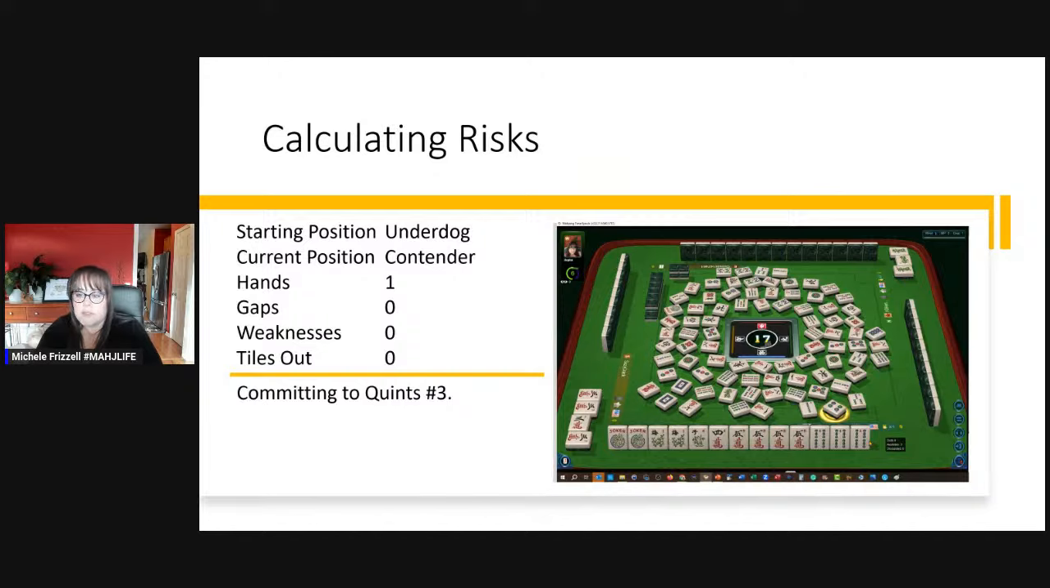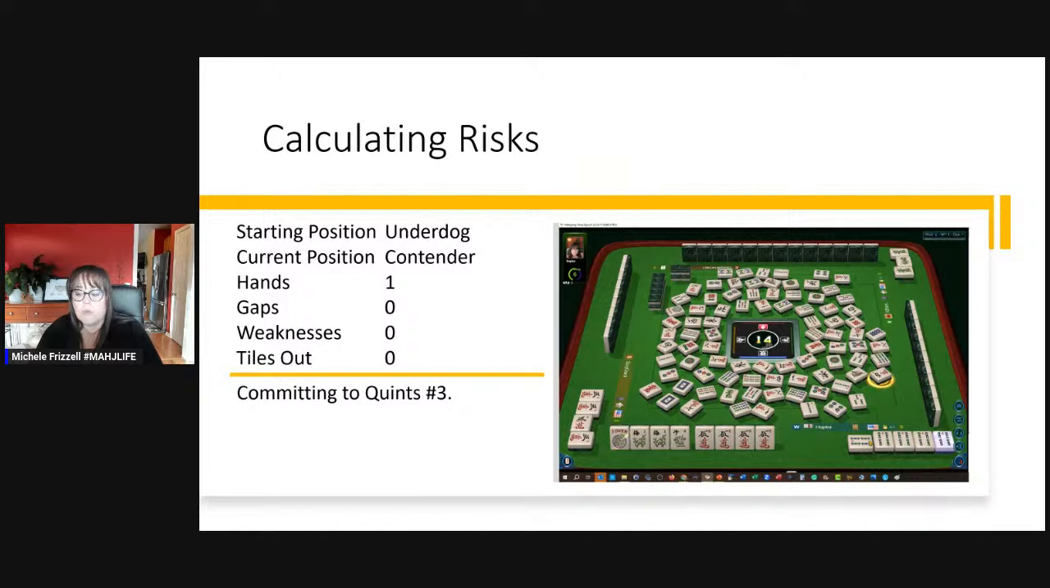No more keepers yet. We've advanced the game a little bit. We did a Quint with the 4 bam. And now we're ready to win on a flower or a joker. There are 14 tiles remaining, but the chances of us getting a joker in the end game is pretty slim. So I bumped us back to contender.